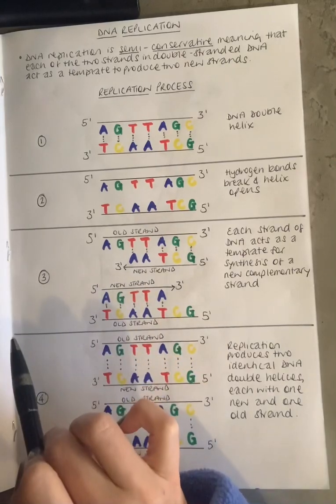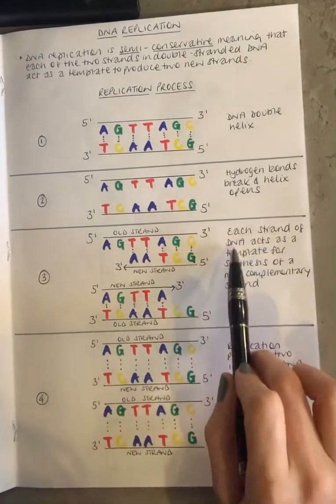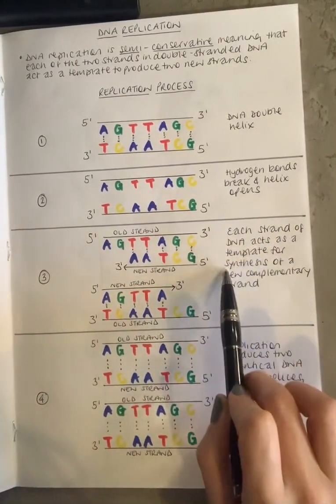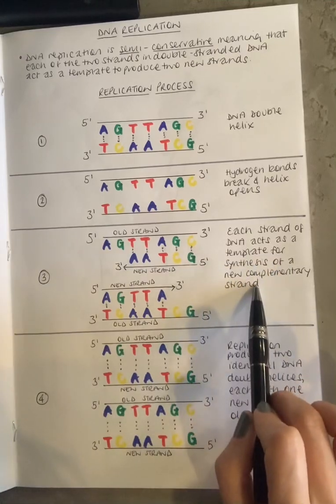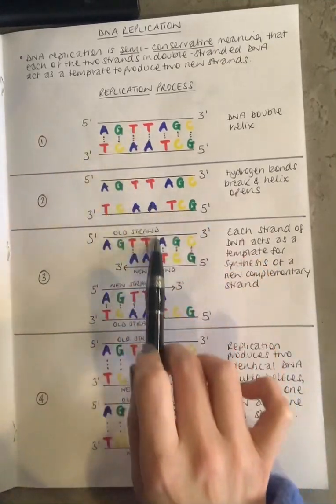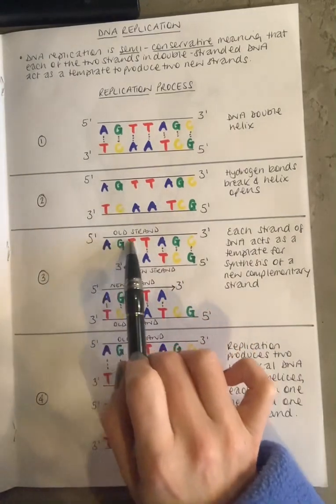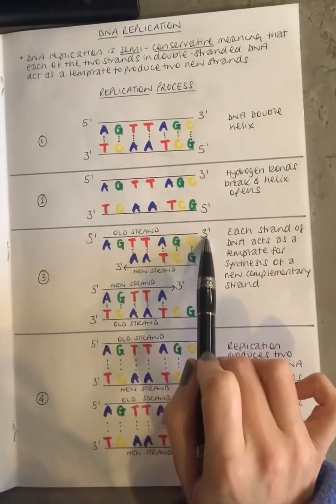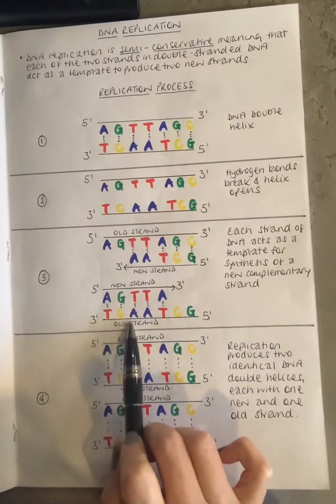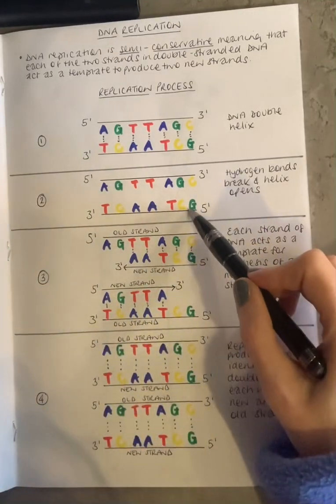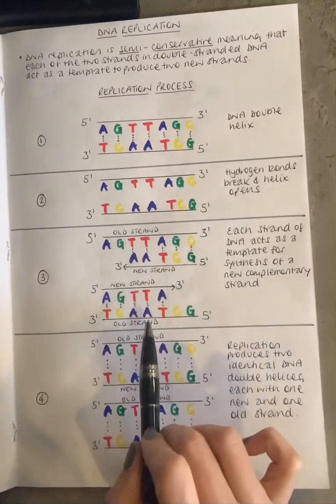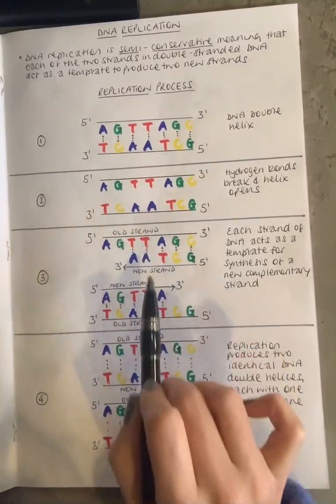So on to number 3. It says each strand of DNA acts as a template for synthesis of a new complementary strand. I've tried to keep it all exactly the same. So here is this strand, as it says, the old strand, and this old strand is exactly the same as this. But what's happened is it's opened up now.